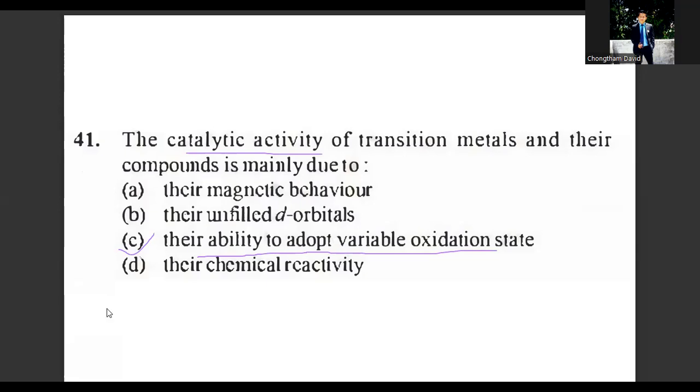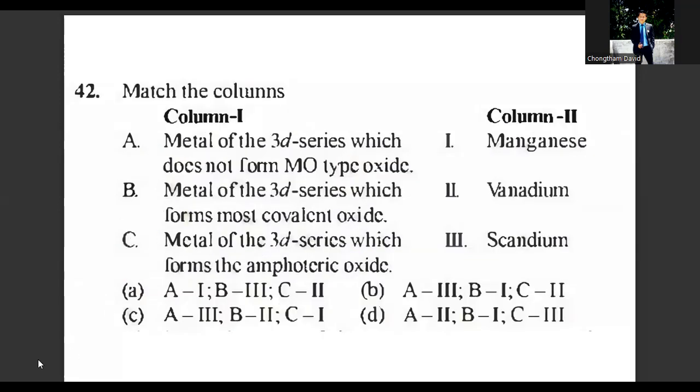Question number 42. Let us match the columns. Metal of the 3d series which does not form metal oxide of MO type would be scandium. Metal of the 3d series which forms the most covalent oxide would be manganese. Metal of the 3d series which forms amphoteric oxide would be vanadium. So B is the answer to question number 42.